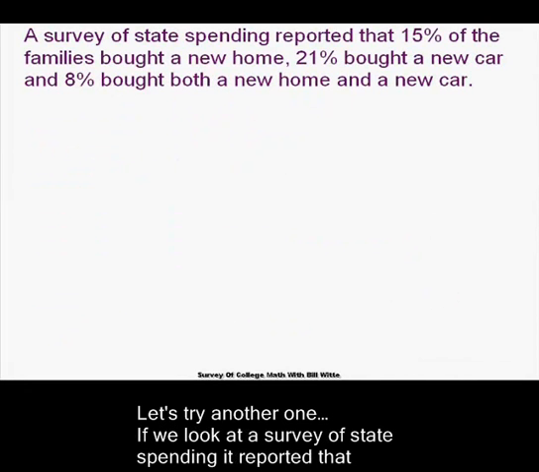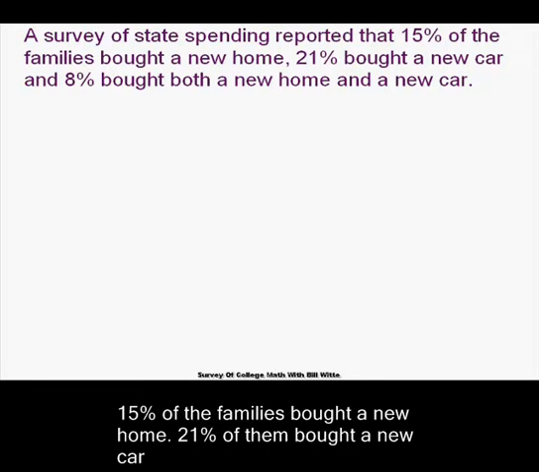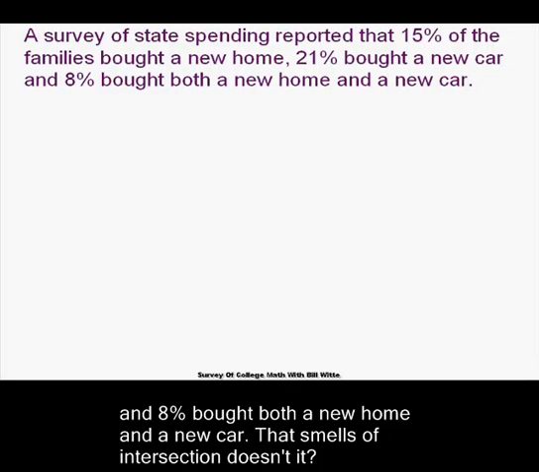Let's try another one. We're going to take a survey of state spending, and it reported that 15% of the families bought a new home. 21% of them bought a new car, and 8% bought both a new home and a new car. That smells of intersection, doesn't it?